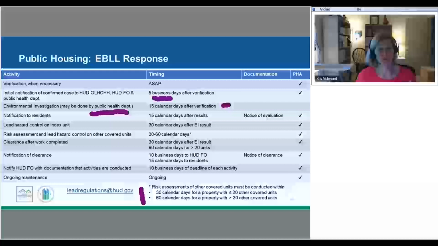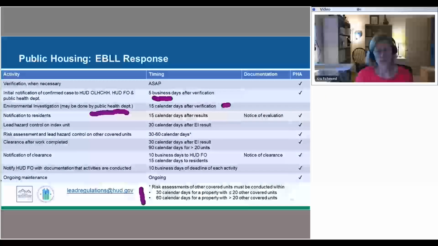And so our ongoing maintenance, our first year would be a visual assessment. Our next year would be a risk assessment. The year after that would be a visual assessment, then a risk assessment. If we continue to pass those 2 years of risk assessment, we can continue to do a visual assessment moving on. So like I said, that's really quick.